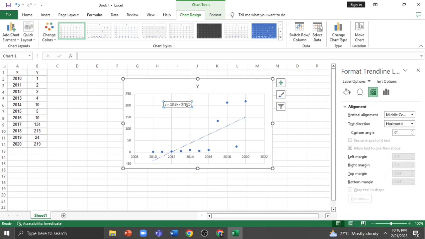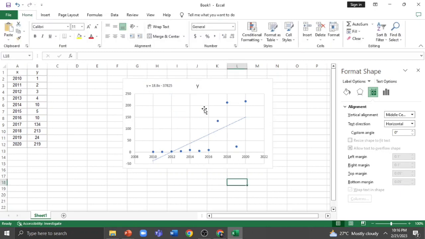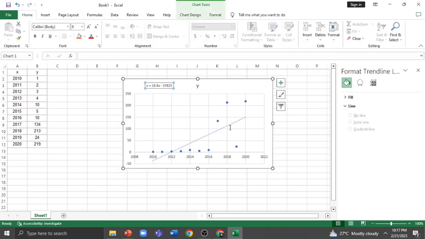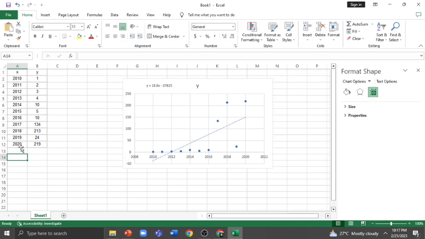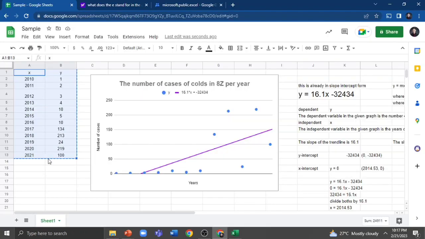So we notice different equations if you're using Google Sheets or Excel. Oh yeah, the reason why it's different is that the data is incomplete. I'm so sorry. 2021, 100. I'll have to double check that. The data is incomplete. I'll do it again.